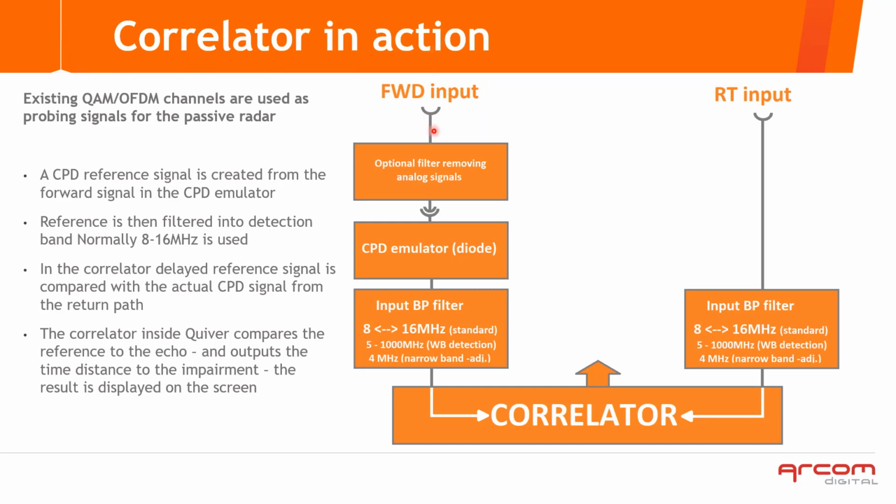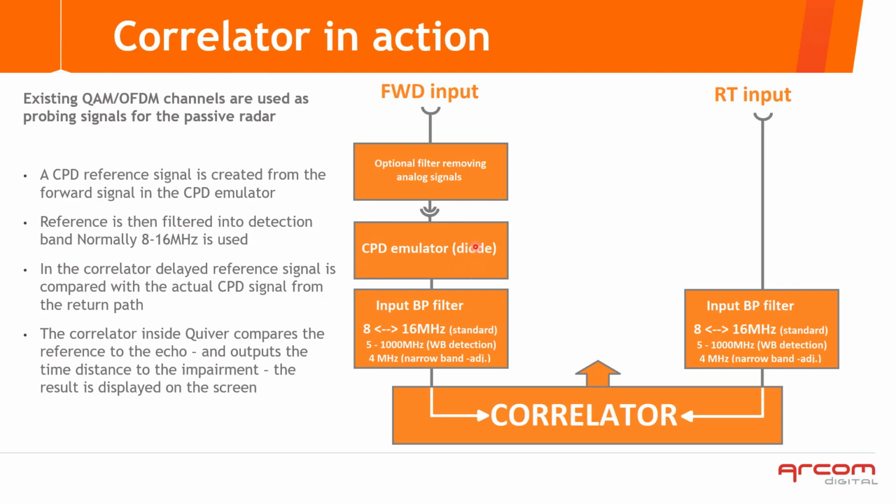Here is a little more detailed explanation of how the Quiver CPD radar works. When we are working in a plant that still has some analog signals existing in a group, you can use filters that are delivered together with Quiver in that little plastic bag. These filters can help you remove analog signals from the input and make signal processing easier in the unit.